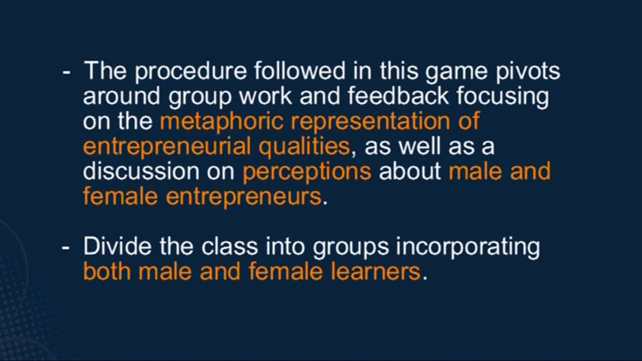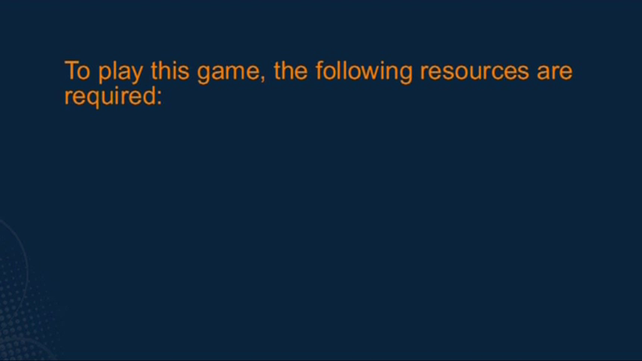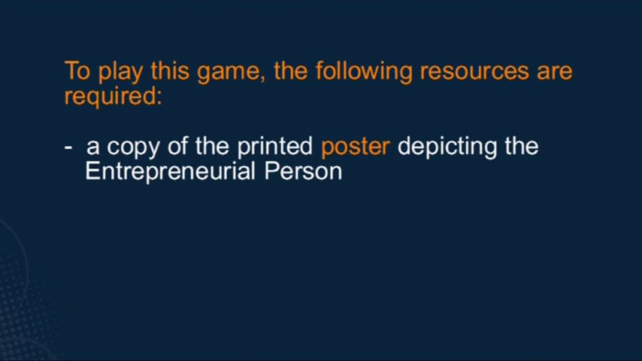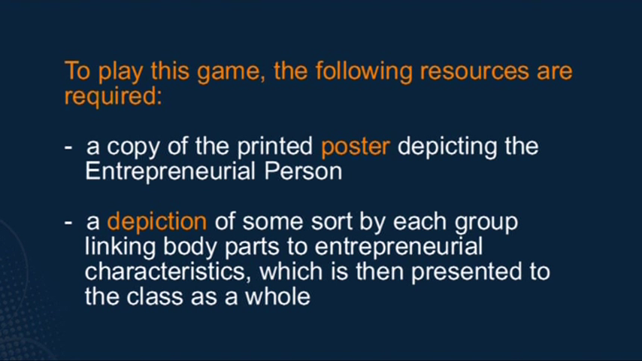Divide the class into groups, incorporating both male and female learners. To play this game, the following resources are required: a copy of the printed poster depicting the entrepreneurial person, a depiction of some sort by each group linking body parts to the entrepreneurial characteristics, which is then presented to the class as a whole.